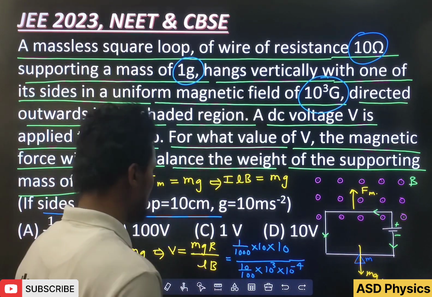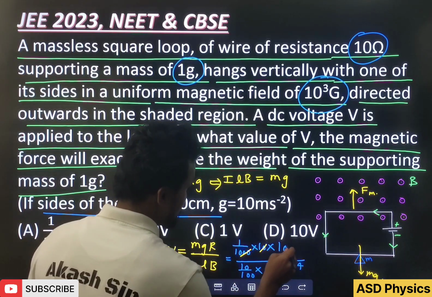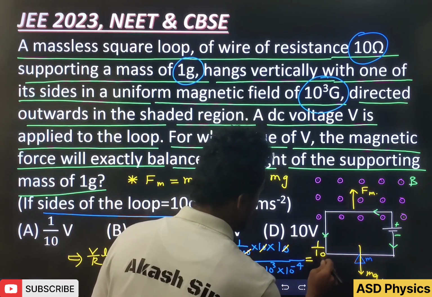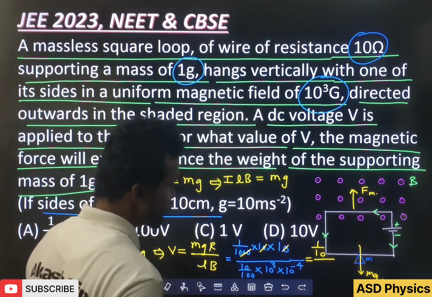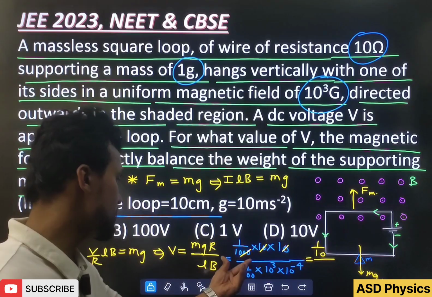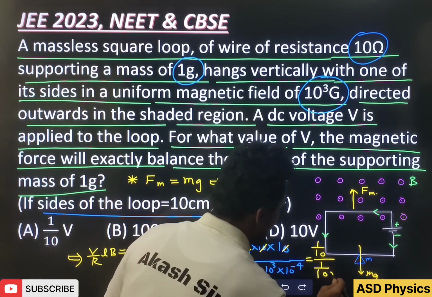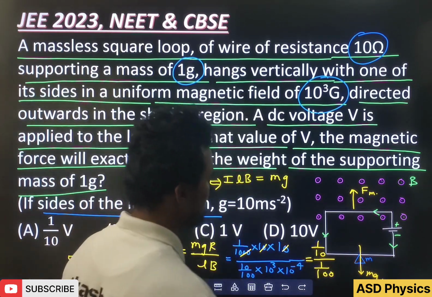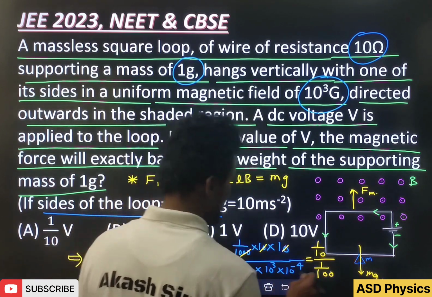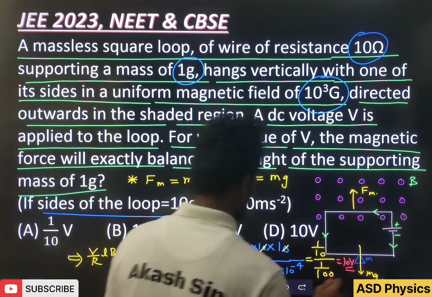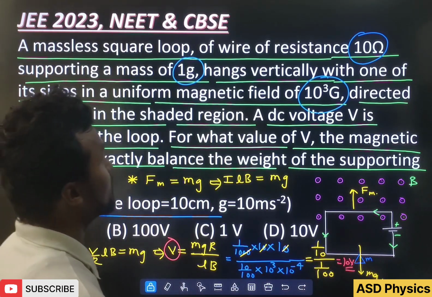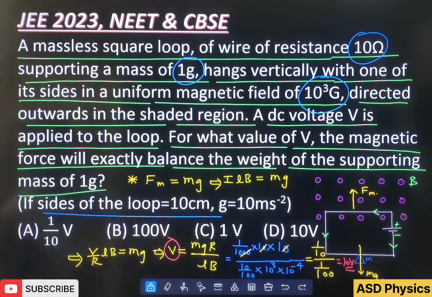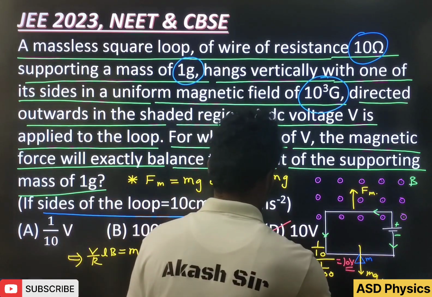After that, you simplify this. The 2 zeros cancel, so it becomes 1 by 10. Here 10 to the power 3 into 10 to the power minus 4 is 10 to the power minus 1, which balances with the 10, so it becomes 1 by 100. So 1 by 10 divided by 1 by 100 gives the value of V as 10 volt. In the MCQ, this is option D, 10 volt.